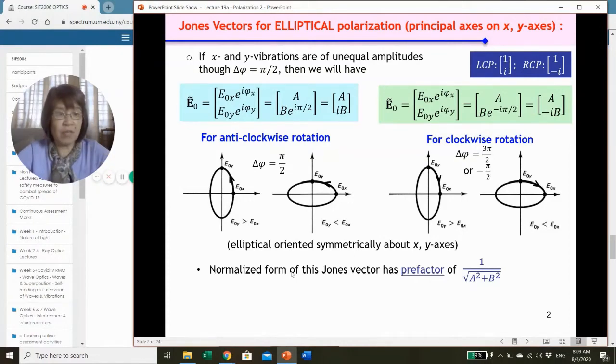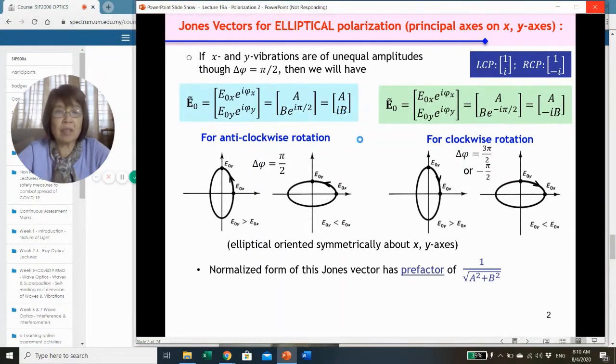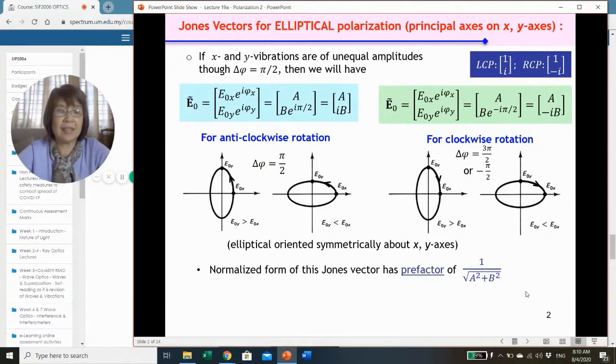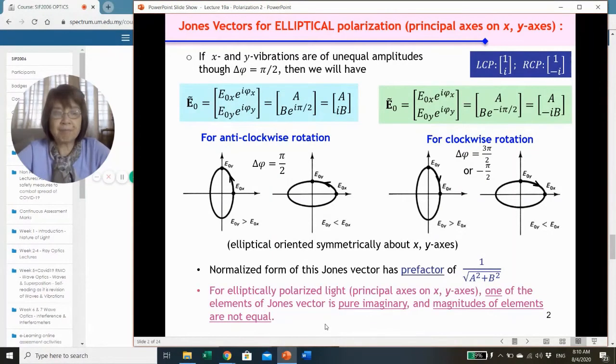The normalized form of this would need a prefactor so that A squared plus B squared equals 1. That's how we normalize it, so we would have a prefactor like this. From here we see that for elliptical polarized light, where the principal axis is on the x and the y axis, one of the elements of the Jones vector is purely imaginary, and the magnitudes of the elements will not be equal.